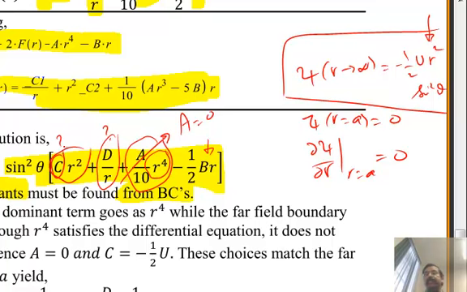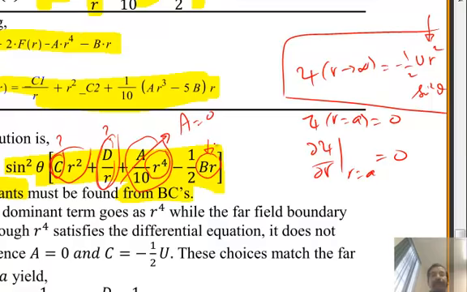Is equal to minus 1/2 u, because then it will exactly match. Why? Because this term d over r will go to 0, but br will go to infinity linearly. Do you understand that idea? That br goes linearly, r squared goes quadratically. So it's going to be the dominant term.